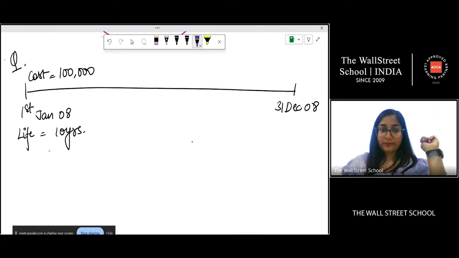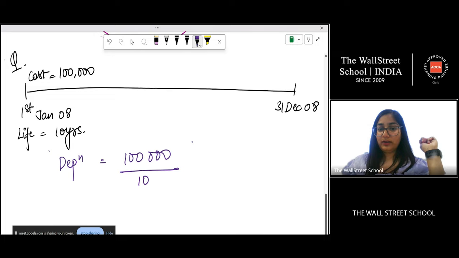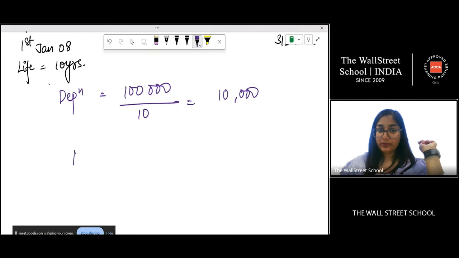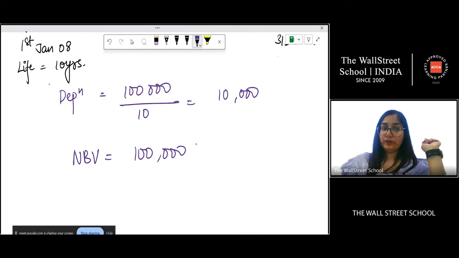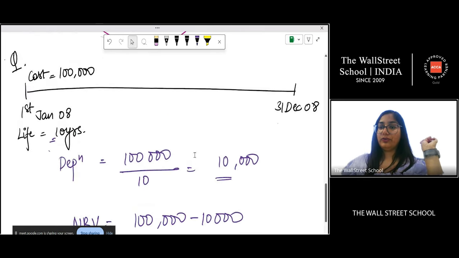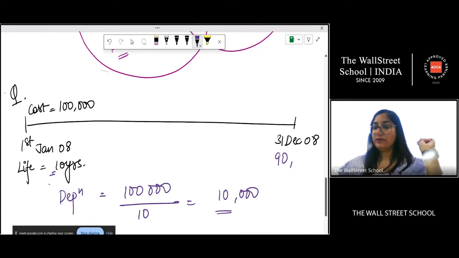So in this case, the depreciation will be how much? 100,000 divided by 10, it should be 10,000 for the particular year, right? So on 31st December, if I have to calculate my net book value, what it will be? 100,000 was the value on the first date, less 10,000, the depreciation that we have charged during the year. So now the value of my asset is 90,000 on 31st of December. Is it clear up till here? Okay.